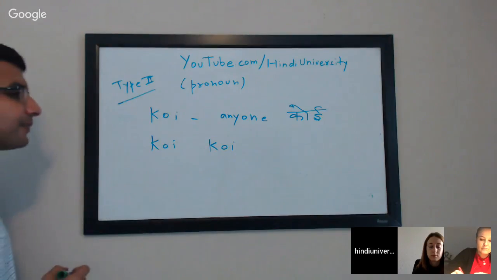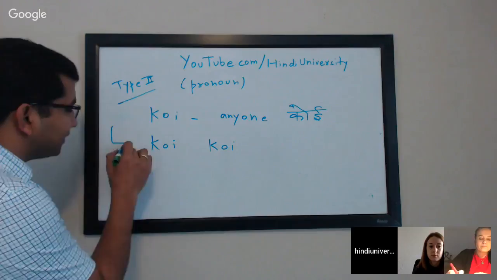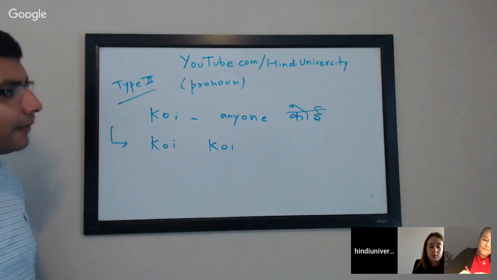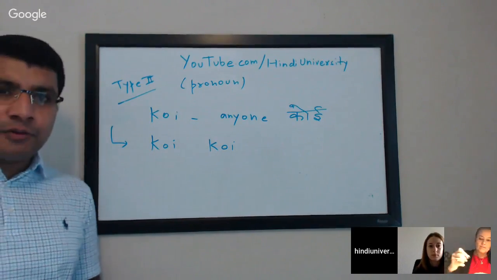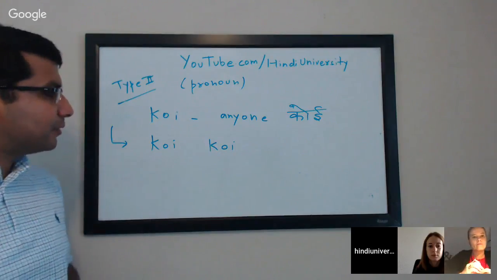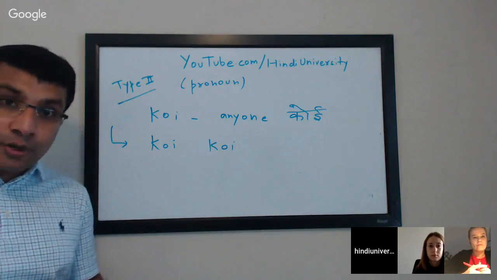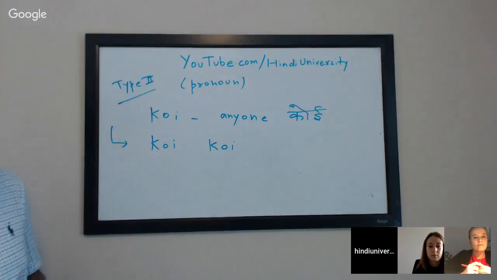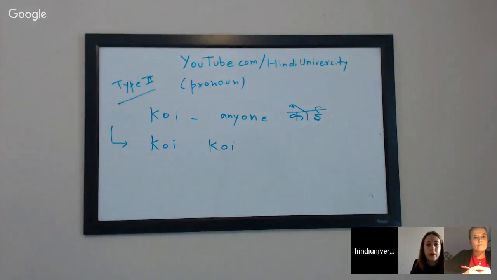So let's jump directly into the reduplication of it. Any of you want to give it a try? How do you use this koi koi concept in a sentence? So you want to go first, Chelsea ji? Okay. Koi koi Hindi seekh sakte hain.